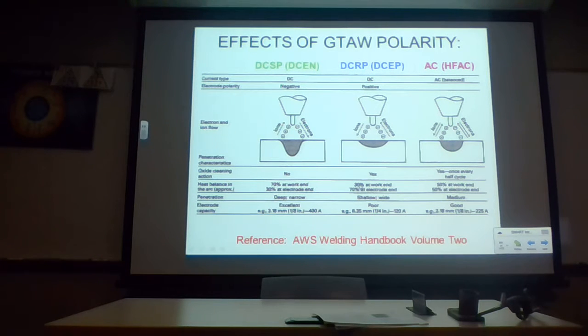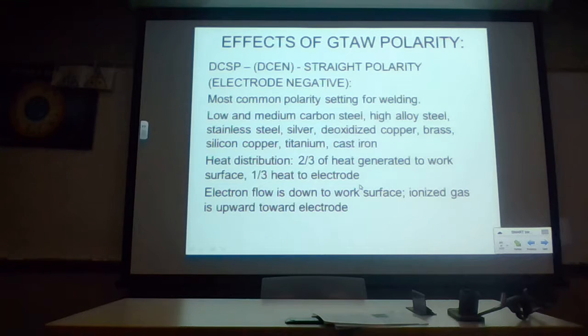So that's it. Now, one thing I can tell you about straight polarity, probably the most common polarity used for welding anything. For welding steel, alloyed steel, stainless steel, silver, which can be welded, copper, brass, titanium, cast iron, about 2/3 of the heat that's generated goes to the work surface. And that's what we're trying to do with TIG welding. Do you still have to pay attention to the current you're using? The answer is yes. So we set the machine up for a certain amount of current, but 2/3 of whatever heat is generated goes directly to the work surface. Only 1/3 of the heat is reflected back to the electrode. The ionized gas is upward toward the electrode. Okay, so that's what happens with straight polarity.